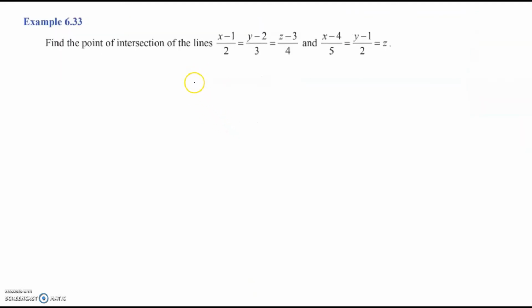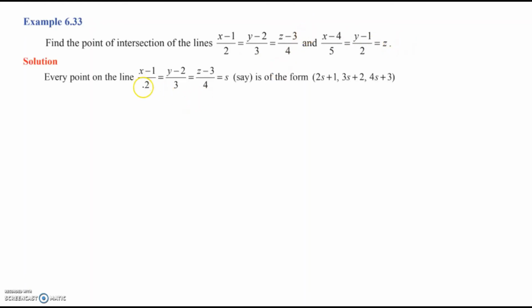So let's do an example which will illustrate our problem. These are the two lines and you're asked to find the point of intersection of these two lines. As we have seen, we're going to assign this to be equal to s and this to be equal to t. So assigning the first equation equal to s, we have x minus 1 by 2 equals s. So x minus 1 equals 2s, by taking the 2 to the other side. Then rearranging this, you will get x is equal to 2s plus 1. So we have that here.